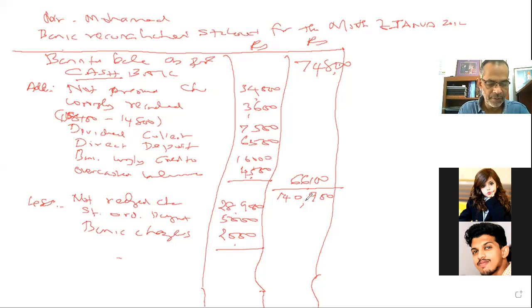34,000, 3,600, 7,500, 6,500, 10,000, 4,000, 66,100. With that I want to add 74,800. Therefore total will be 140,900 minus 28,900, another 5,000, and also another 2,000. Total will be 35,900.